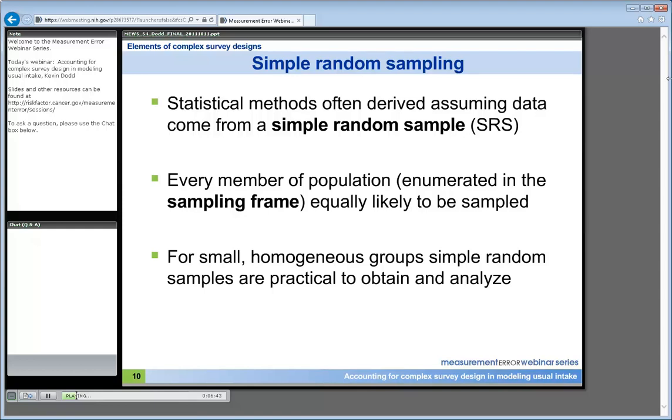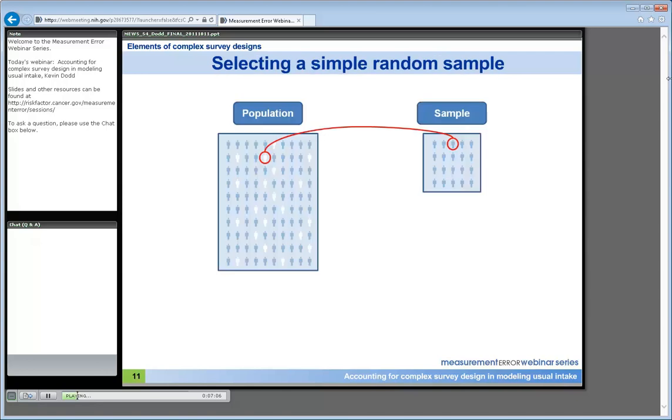Now, before you can actually pull people out of the population to get into your sample, you have to get a list of the population members. Now, in survey sampling language, this list of members is called the sampling frame. Now, if your population of interest is a small, homogeneous group, it's pretty easy to obtain a simple random sample. And as I just mentioned earlier, it's going to be very easy to analyze the data you get because most of your statistical analysis techniques were developed just for that simple random sampling case.